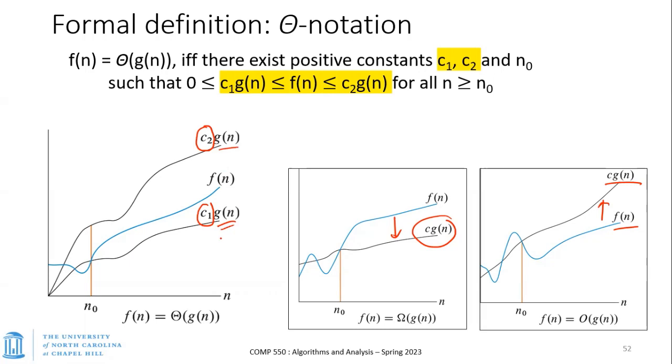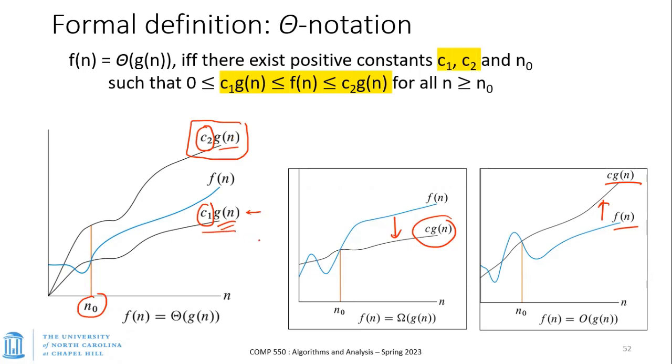Basically what we're saying is, can we find some positive constants C1 and C2, such that if you scale g of n by C1, that function is going to be smaller than f of n, and if you scale the same function g of n by C2, it's going to be bigger than f of n, for all values of n greater than or equal to n naught. So after some point n naught, this one is going to be greater than f of n, and this one is going to be smaller.